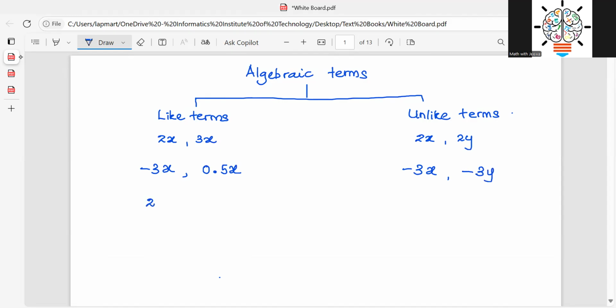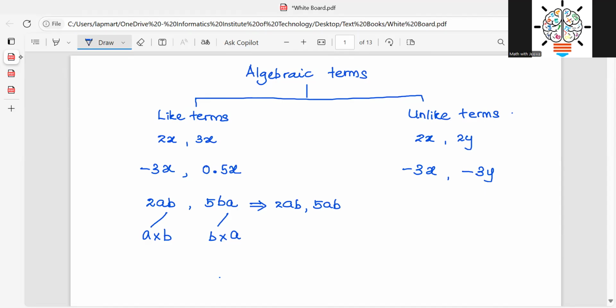Let's say you have 2ab and 5ba. Are they the same? Yes. Why? Because this is a times b and this is b times a. Either you have a times b or b times a, the same thing. They have just changed the order. Therefore, 2ab and 5ab both are like terms. If needed, you can rewrite this as 2ab, 5ab to have a better idea and show it clearly. So both of them are like terms.